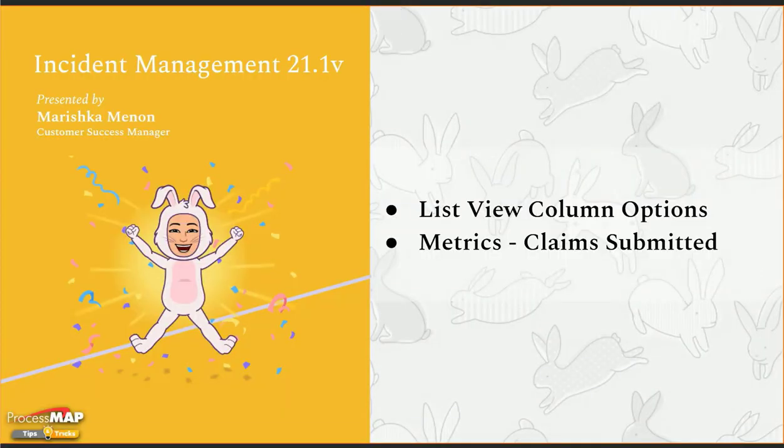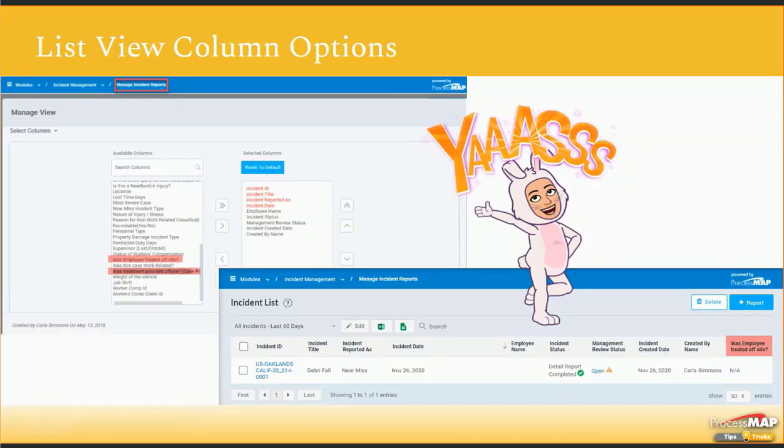Next up is our enhancements to incident management with the list view and our metric screen. So Process Map really thrives on feedback from our users, and there was most certainly some confusion with the metrics generated from the incident summary screen and your manage incident list screen.